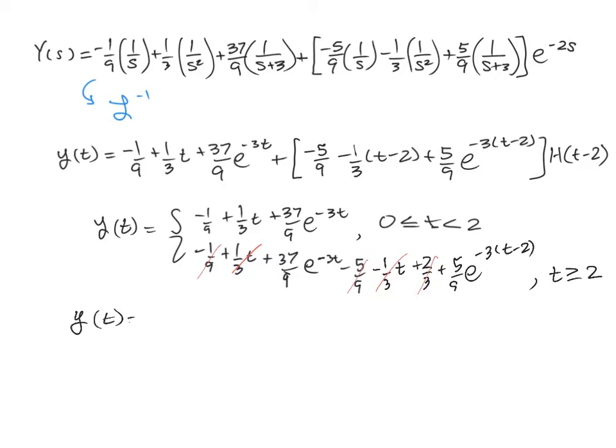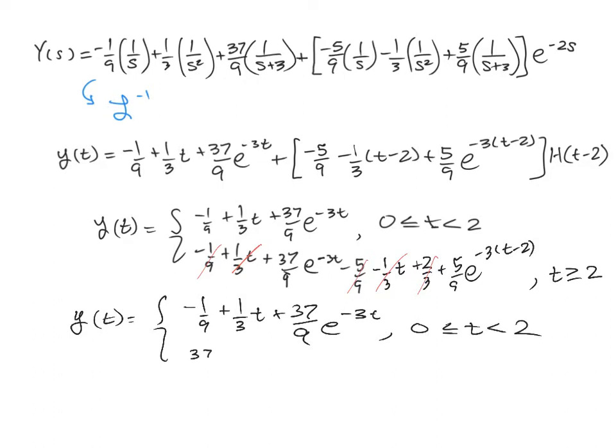So our y of t is negative 1/9 plus 1/3 t plus 37/9 e to negative 3t on the interval from 0 to 2. And then it's the sum of exponentials, 37/9 e to negative 3t plus 5/9 e to the negative 3 times t minus 2. And again, that's on the interval from t greater than or equal to 2 to infinity.